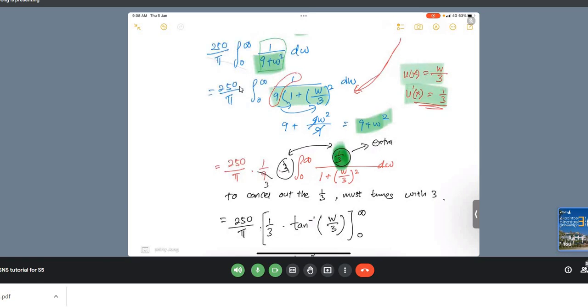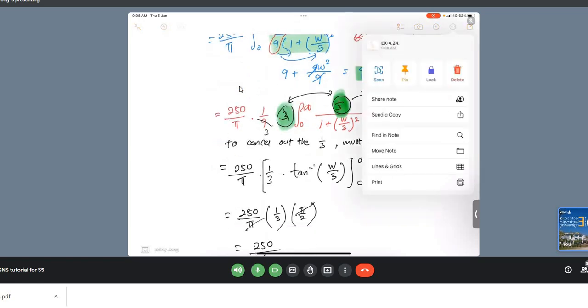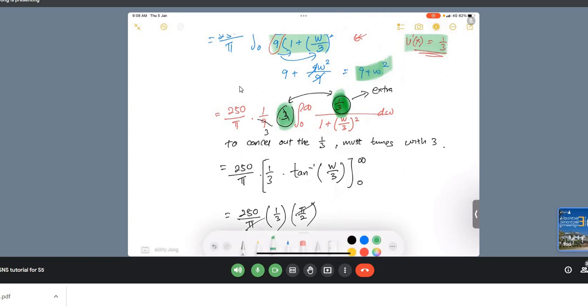So I cancel out by multiplying with 3. So I multiply with 3, I still obtain the value 1. Therefore, I multiply with 3. So now this whole thing fulfills the formula. Okay, fulfill the formula. So I can change to this.